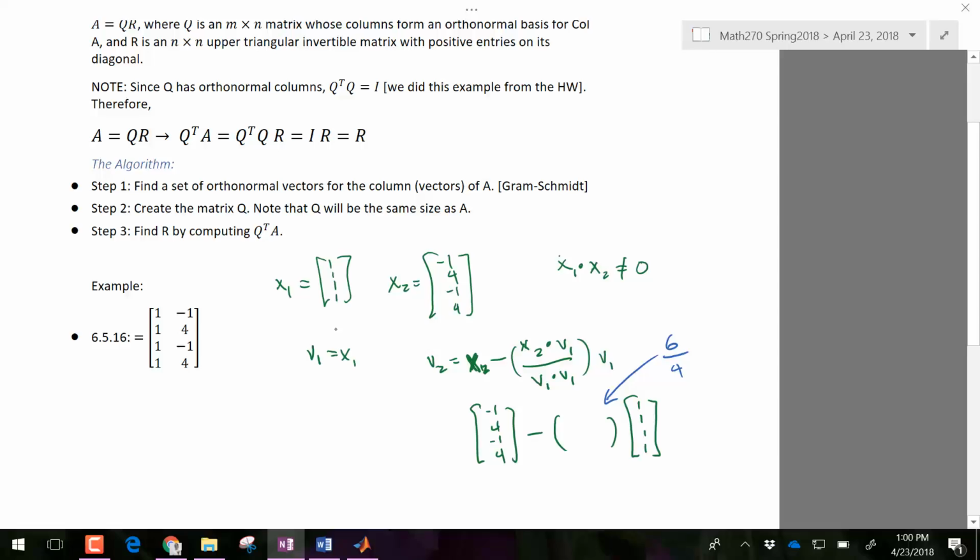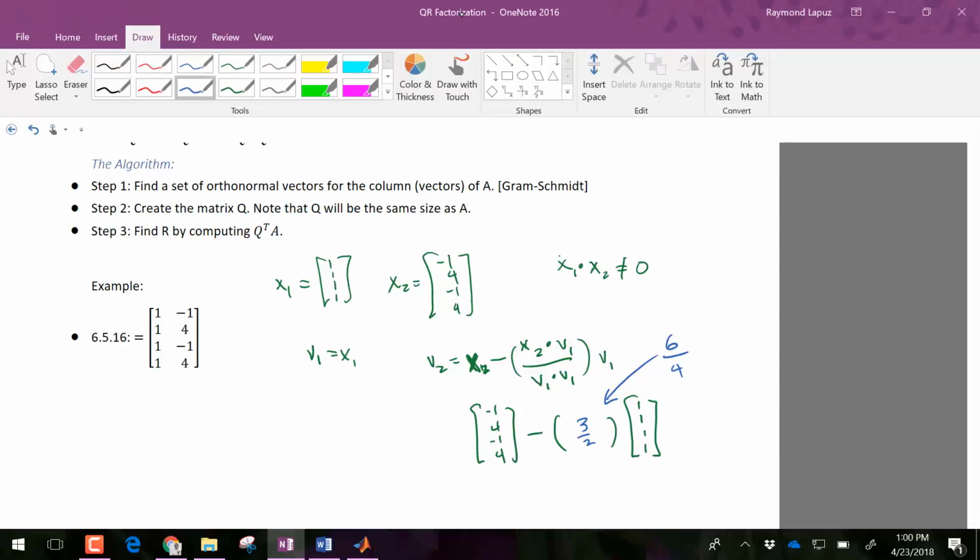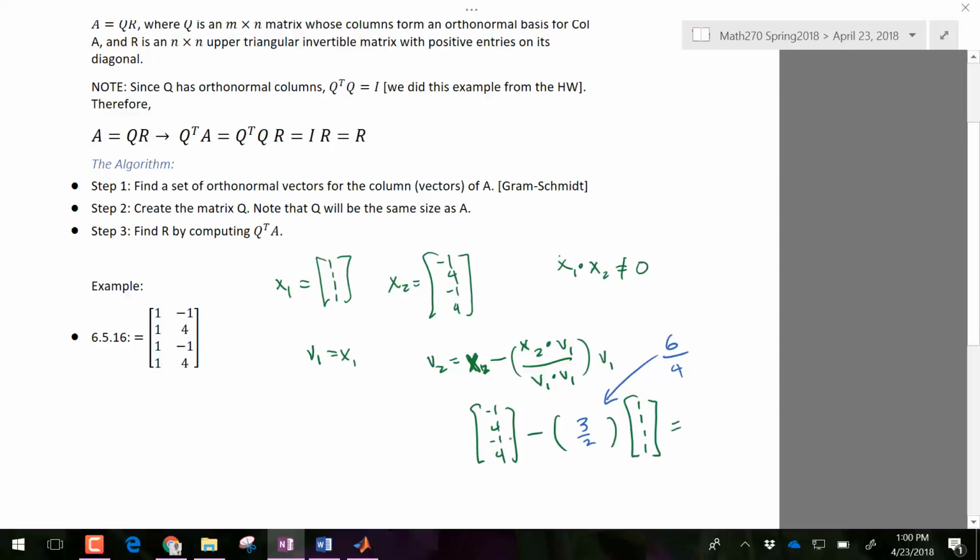Oh, 4. Is that right? Not 2? No, it's 4. All right, so 6 over 4, that's 3/2, right? So let's finish the calculation. Minus 1 minus 3 halves, that's minus 5 halves. 4 minus 3 halves is 5 halves? Is it 5 halves? Positive. And then these things look like it repeats.